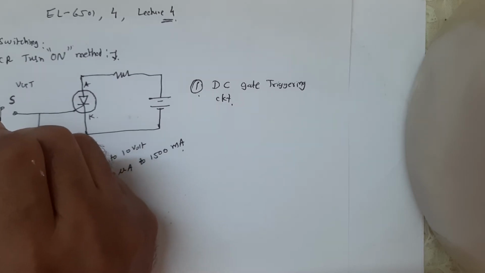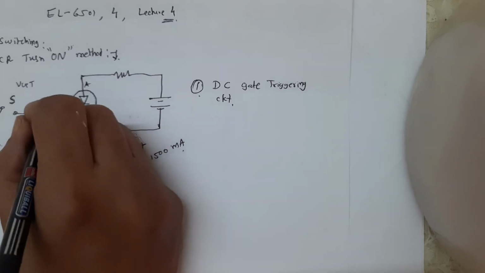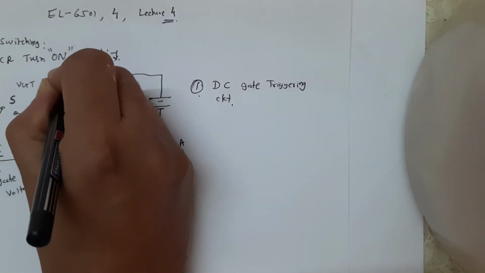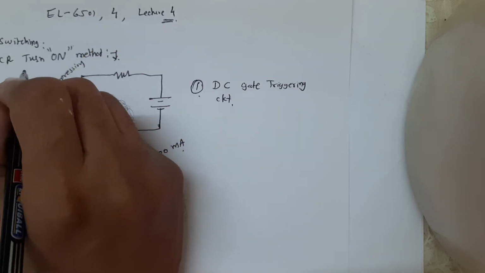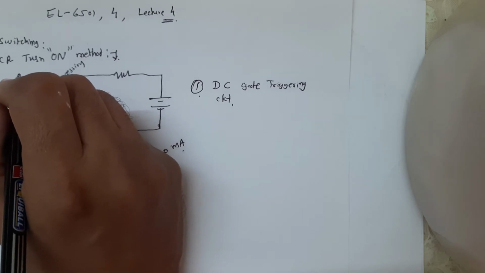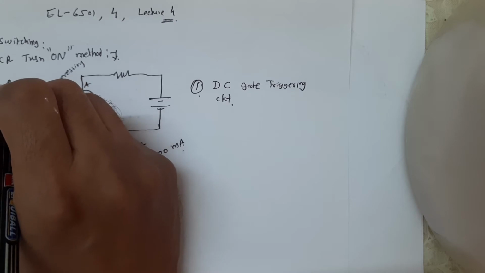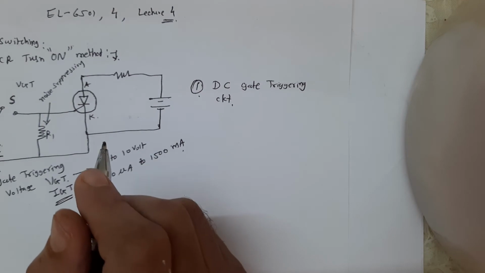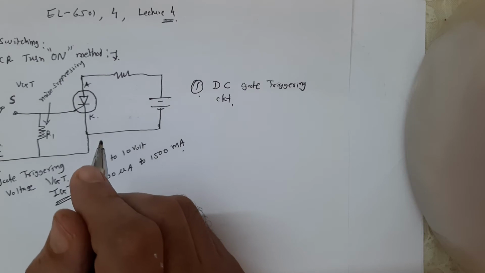The resistance R1 connected in the circuit provides noise suppression and improves the turn on time. This is for the noise suppression and also it is used to improve the turn on time. The turn on time primarily depends upon the magnitude of the gate current. The higher the gate triggering current, the shorter the turn on time.